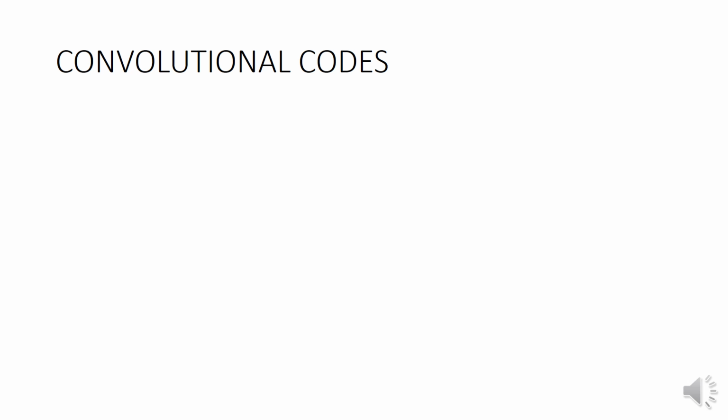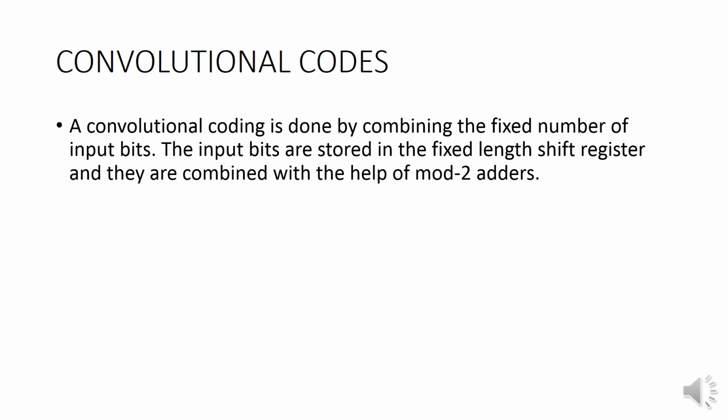First, what is meant by convolutional codes? A convolutional coding is done by combining a fixed number of input bits. The input bits are stored in a fixed length shift register, and they are combined with the help of mod 2 adders. This operation is equivalent to binary convolution, and hence it is called convolutional coding.